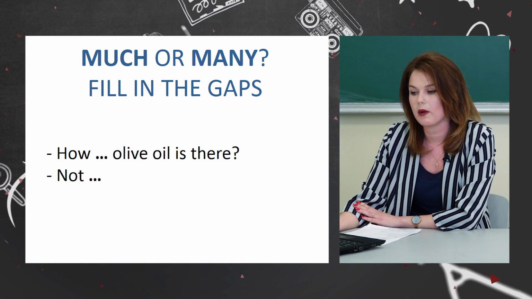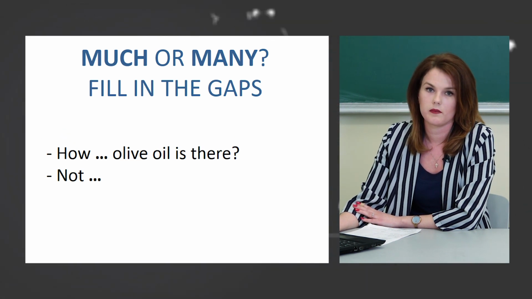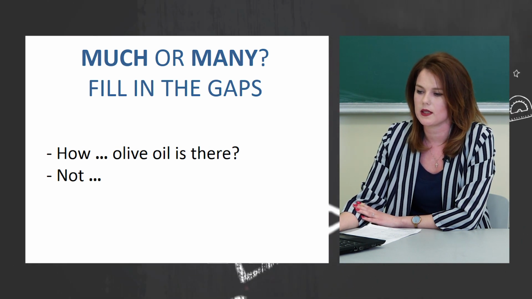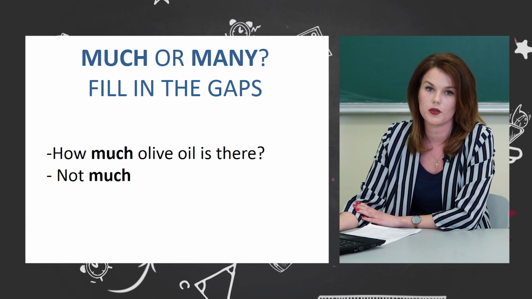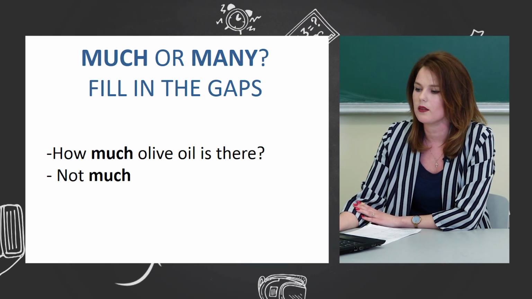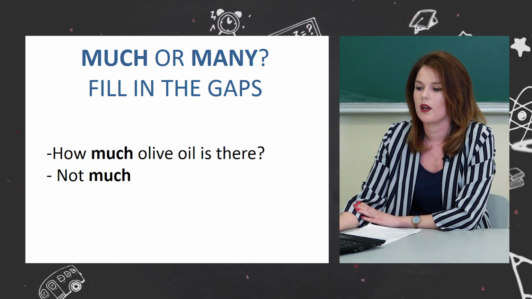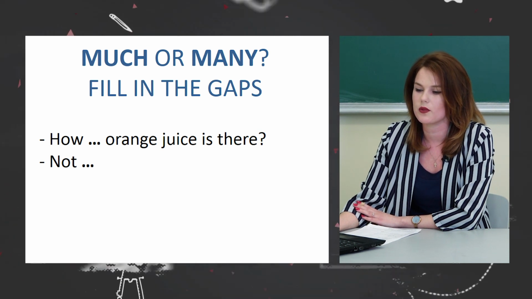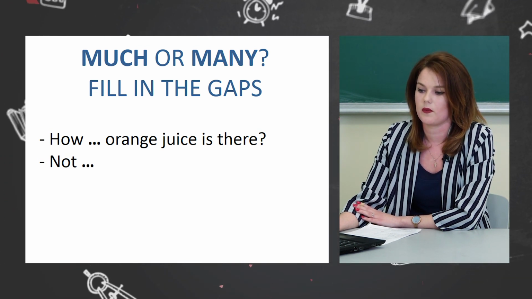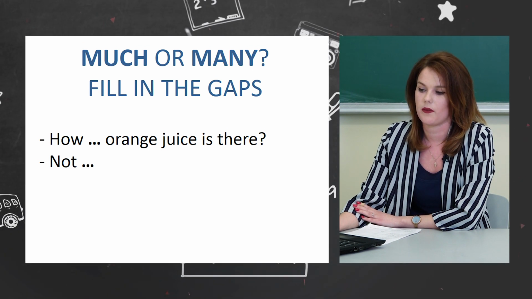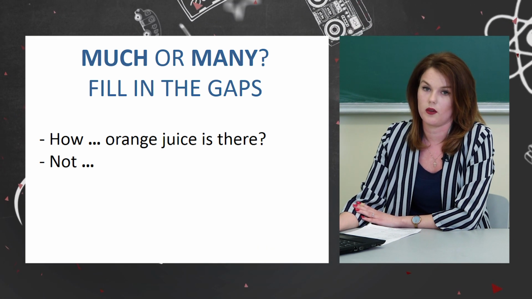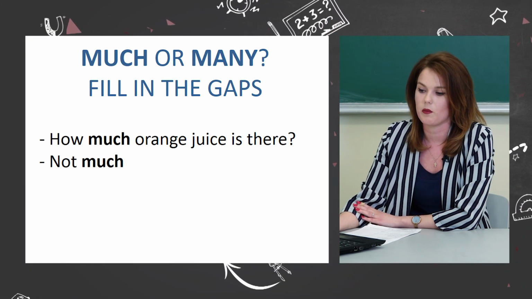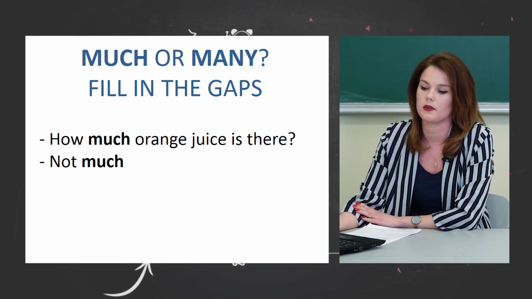The next one. How many or how much olive oil is there? Think, please. Much or many? Olive oil is an uncountable noun, and that's why we should use much. How much olive oil is there? Not much. How many oranges or how much orange juice is there? Orange juice. Please think. Okay, of course, how much orange juice is there? Not much, because orange juice is an uncountable noun.